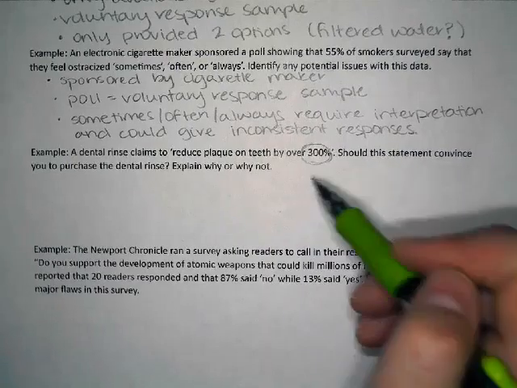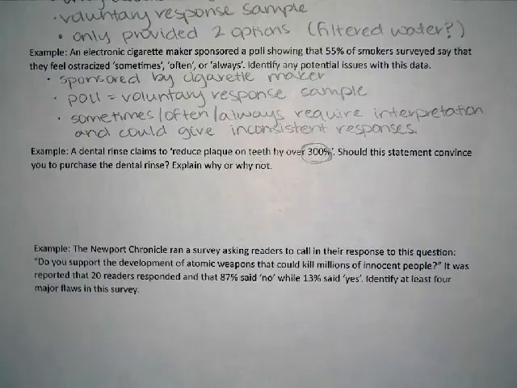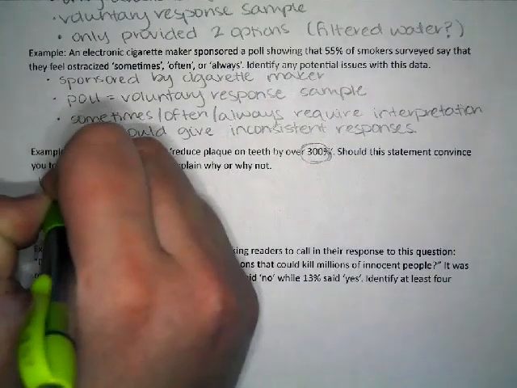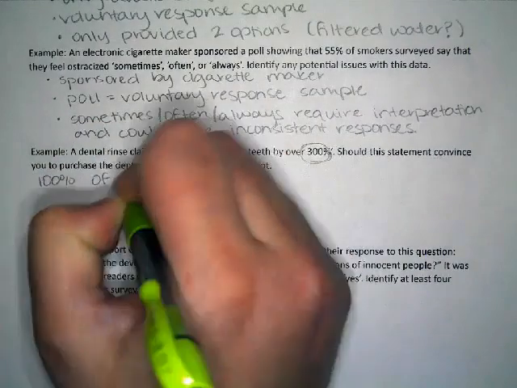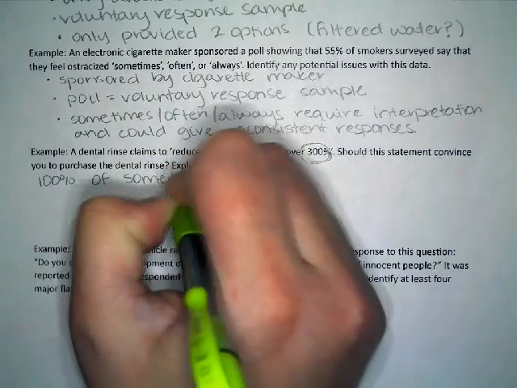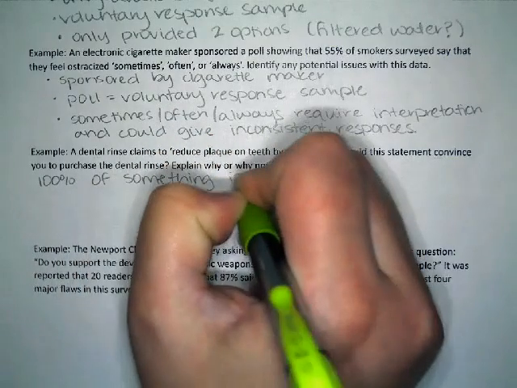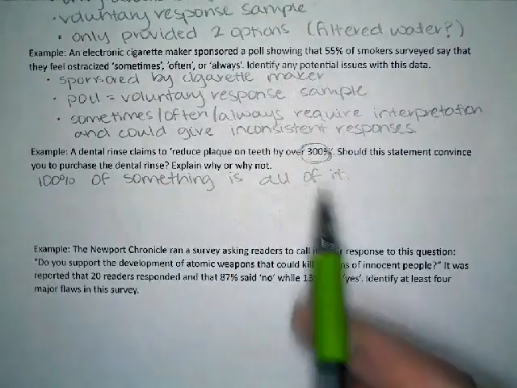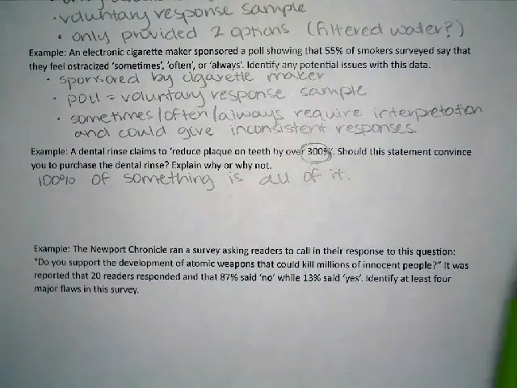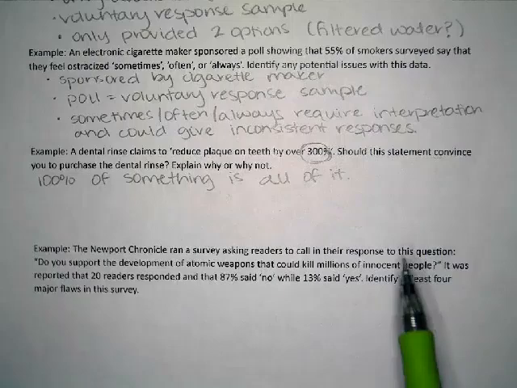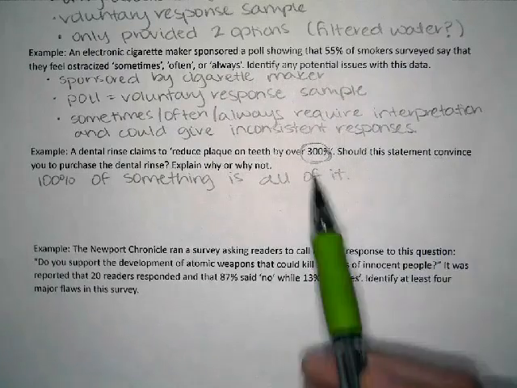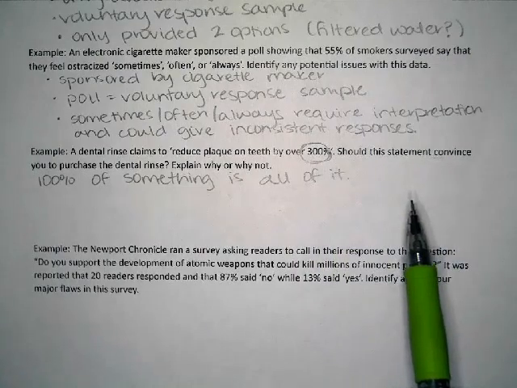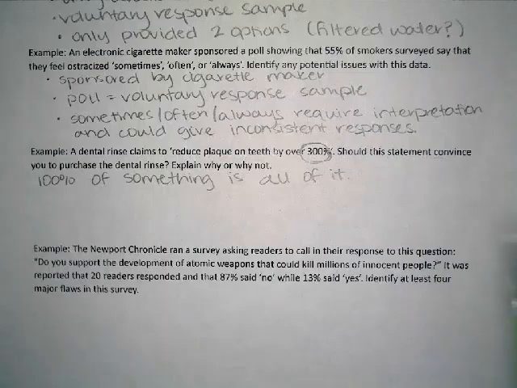But 300% does not make mathematical sense. So 100% of something is all of it. So if they said they reduced plaque on the teeth by 100%, then they would be saying they reduced all of the plaque on your teeth. When they're saying they reduced it by 300%, they're saying the plaque on your teeth is somehow tripled. That's how much they reduced. And that doesn't make mathematical sense.